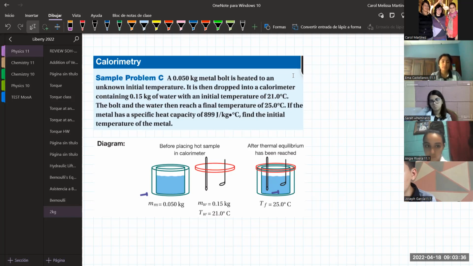Calorimetry is about reaching the balance between two objects. One object is the one that is going to be hotter, in this case the bolt, and the other object could be water, or it's going to be a liquid. Anyways, you can have two objects here: the metal bolt and water. So my recommendation is that you separate your givens.